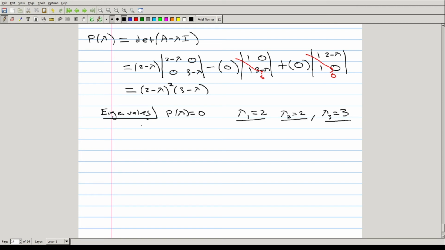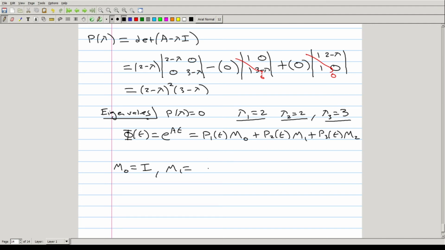By the Putzer algorithm, we have that phi of t, or e to the A times t, will be equal to p1 of t times M0 plus p2 of t times M1 plus p3 of t times M2, where M0 is I, M1 is A minus lambda 1 times I, which ends up being 0, 0, 0, 1, 0, 0, 1, 0, 1.